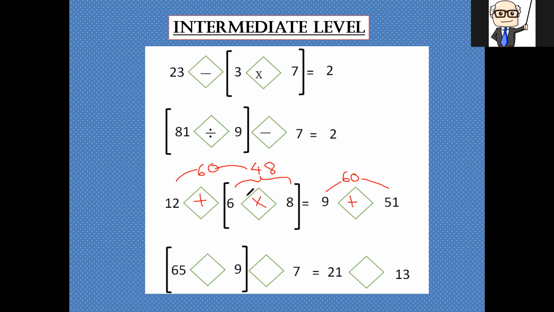Okay, Song Heng, maybe can you explain to me? Is minus. So you think this one is minus, and then divide. Then minus again. Which one do we do first? The one in the bracket. So what is the answer for 65 minus 9? 56. Yeah, 56. And then after that, what do I do?